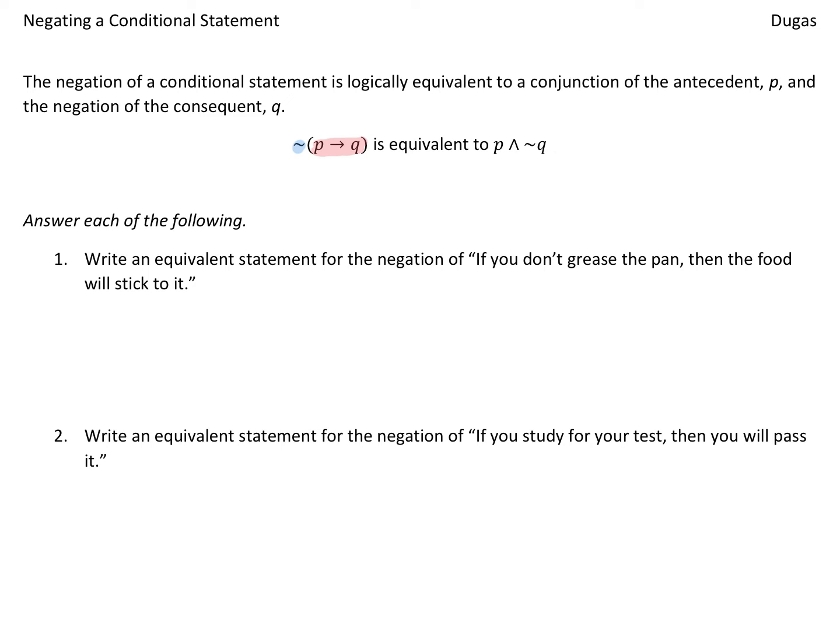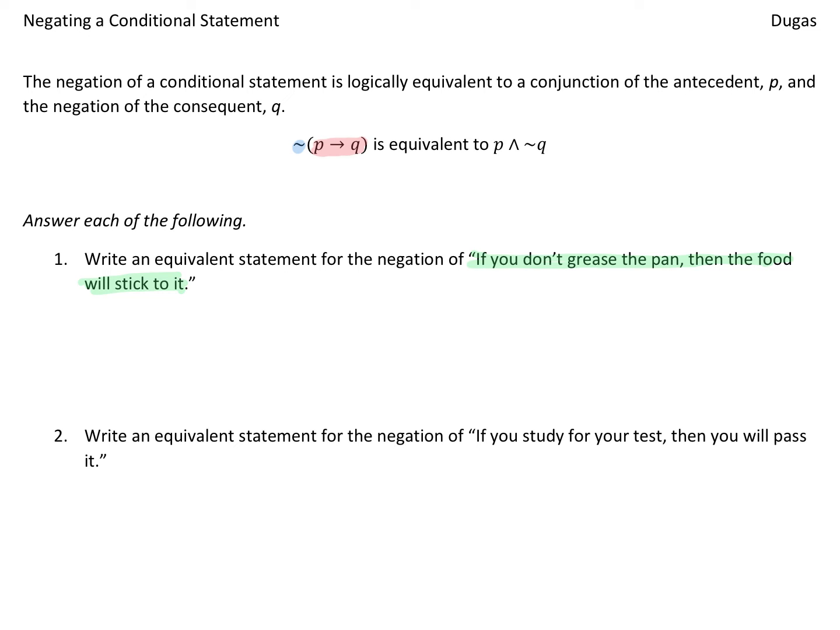So the two examples that we will see, we will be writing an equivalent statement for the negation of the given statement. So let's just look at this, break it down. Let's look at the statement: if you don't grease the pan, then the food will stick to it. So that is your conditional statement. If we want to negate that, we could say, it is not true that if you don't grease the pan, then the food will stick to it. Or we can write it in an equivalent way, which is the P and not Q.